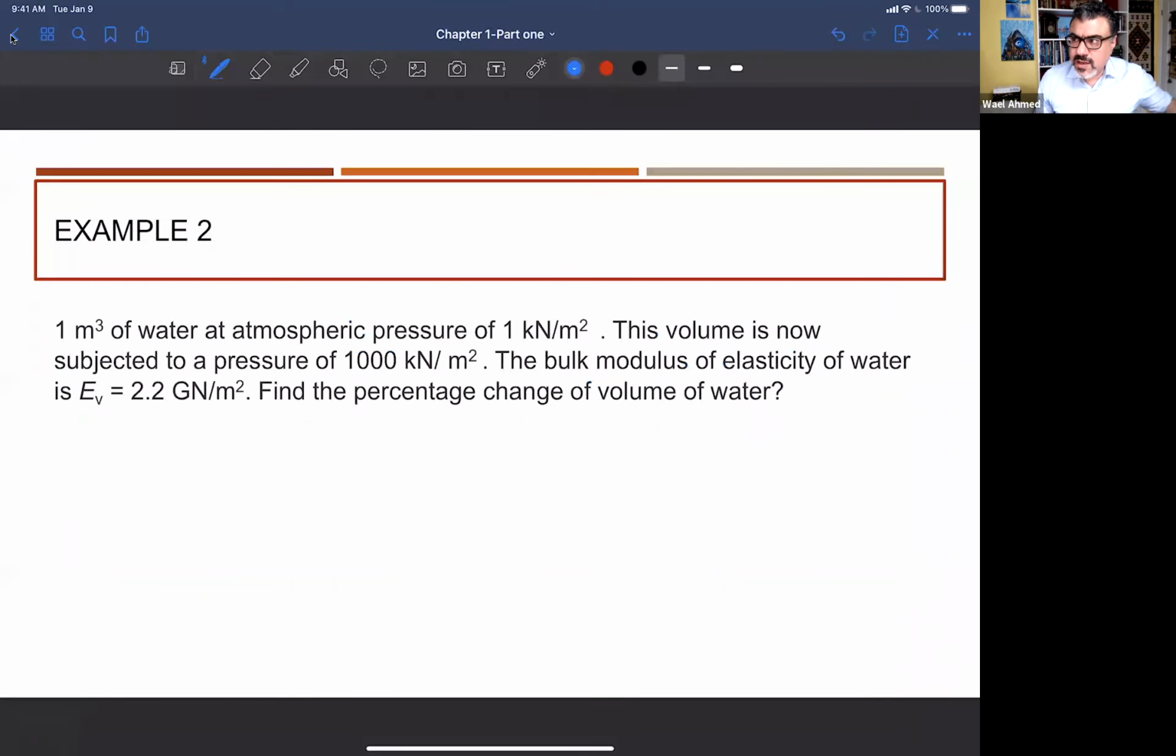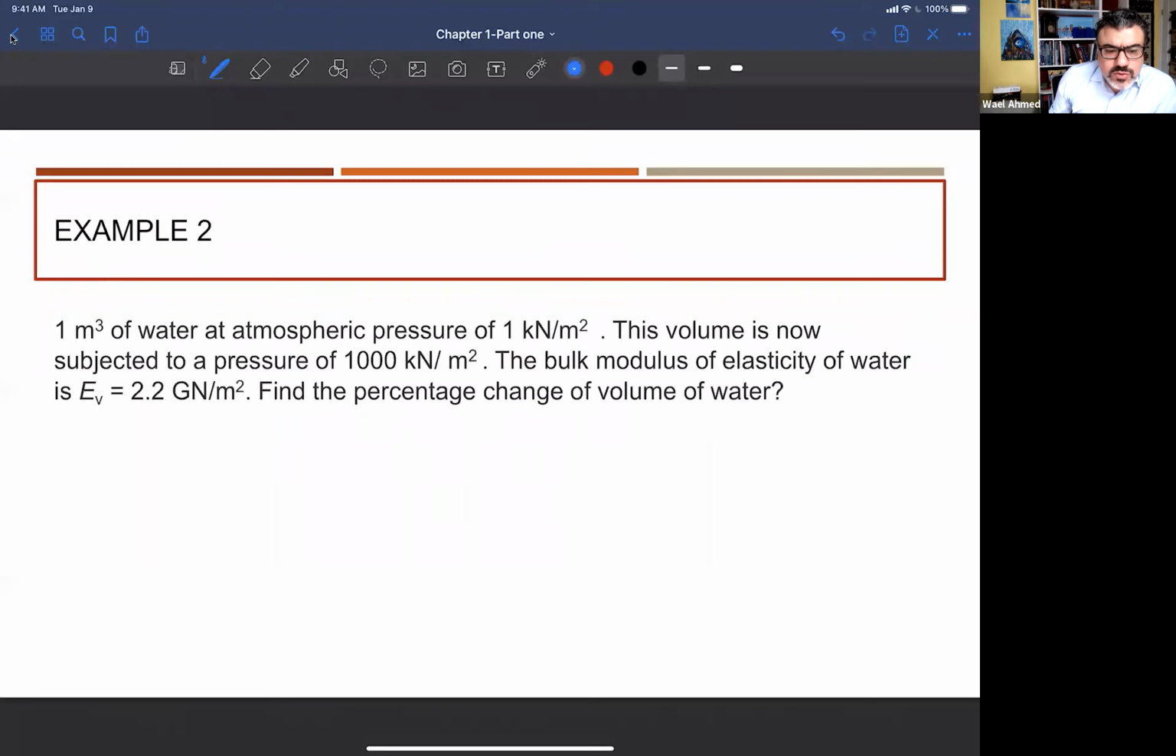So let's go over a simple exercise here. But the most important thing about this exercise is not how to use the equation to solve this problem. It is giving you some idea about how the water is actually behaving when you are applying a certain force or a certain pressure increase. You have 1 meter cube of water at atmospheric pressure. And let's say atmospheric pressure here for this given location is 1 kilonewton per meter square. This volume is now subjected to a pressure of 1,000 kilonewton per meter square. So you have an initial pressure of one, and then the pressure increased 1,000 times.